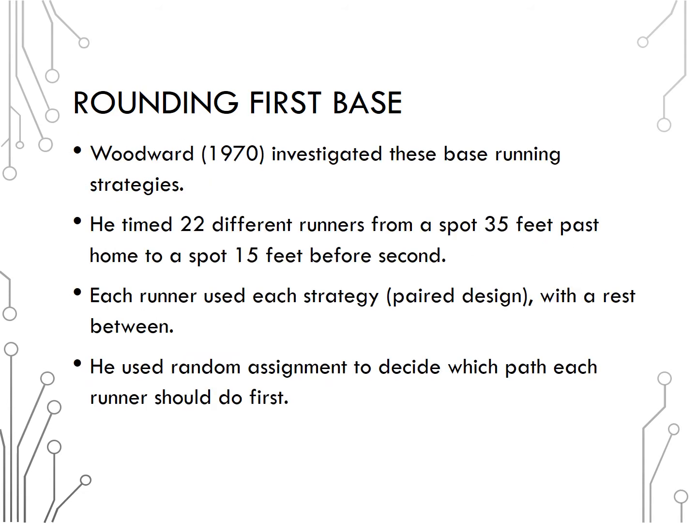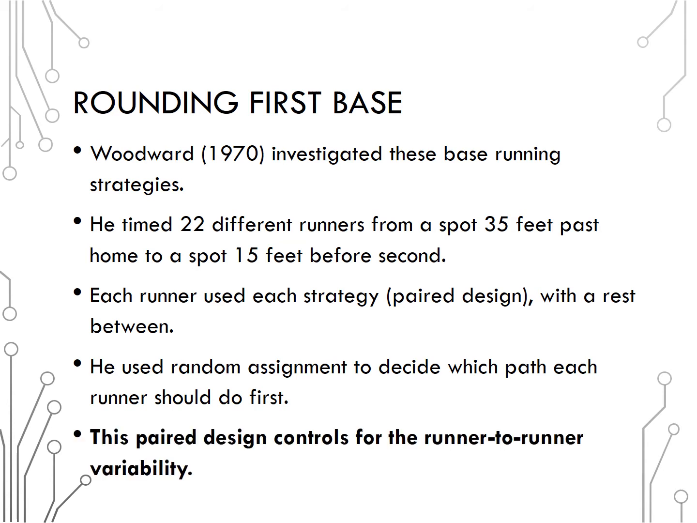In 1970, Woodward investigated these base running strategies to see which was faster. 22 different runners were timed from a spot 35 feet past home to a spot 15 feet before second base. Each runner would use each strategy, with a rest in between, and we randomly decided which path would be run first. So what type of design is this? Paired design with repeated measures, because each observational unit was measured twice. That pairing controlled for the runner-to-runner variability in times.